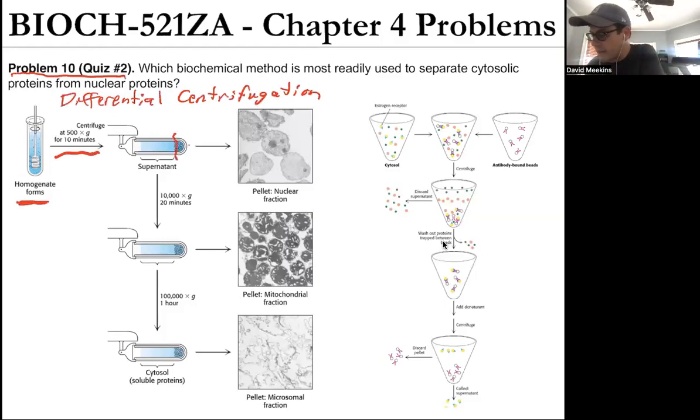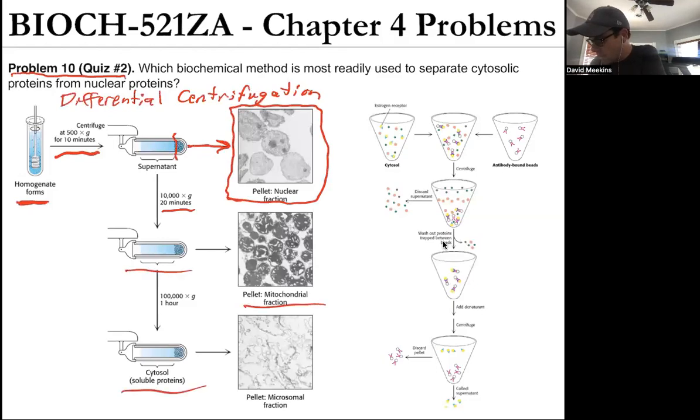So right here, we would have the nuclear fraction. This is all the proteins and lipids and everything that were in the nucleus. Those weren't lysed when the outer cell was lysed. And you can even centrifuge more and get a mitochondrial fraction, or even more and get a microsomal fraction. And then the cytosolic proteins are going to be in the solute basically in here.